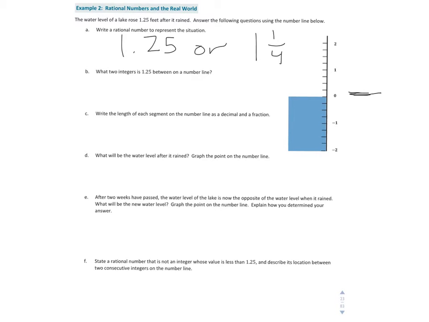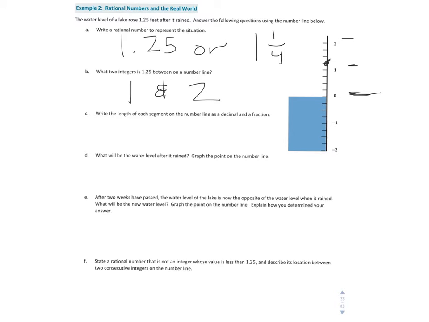What two integers is 1.25 between on a number line? Well, 1.25 on a number line would be here. So those two integers that it is between are 1 and 2.